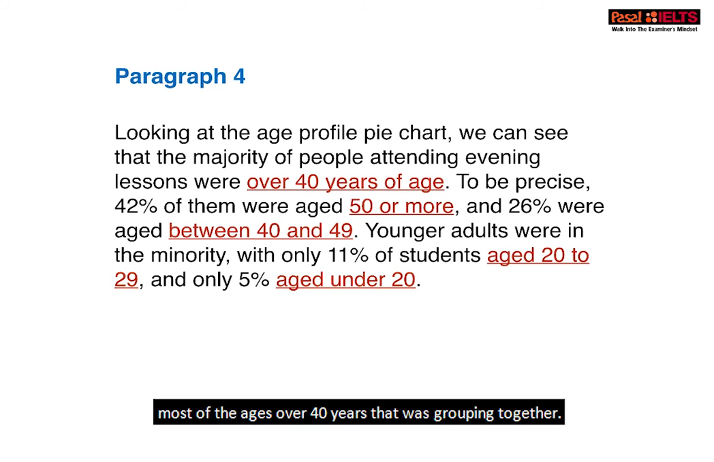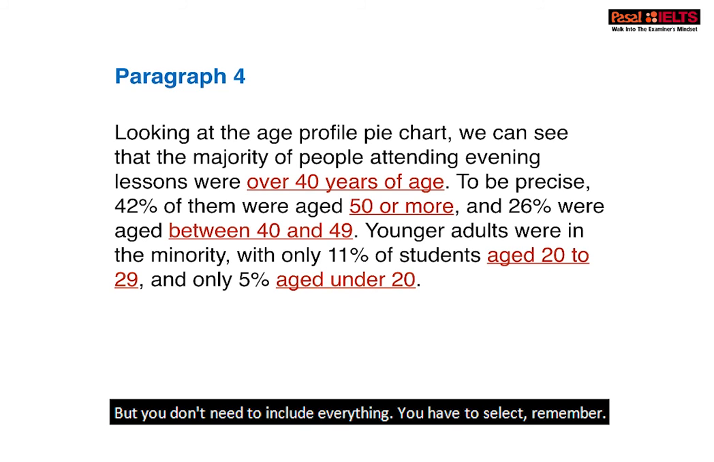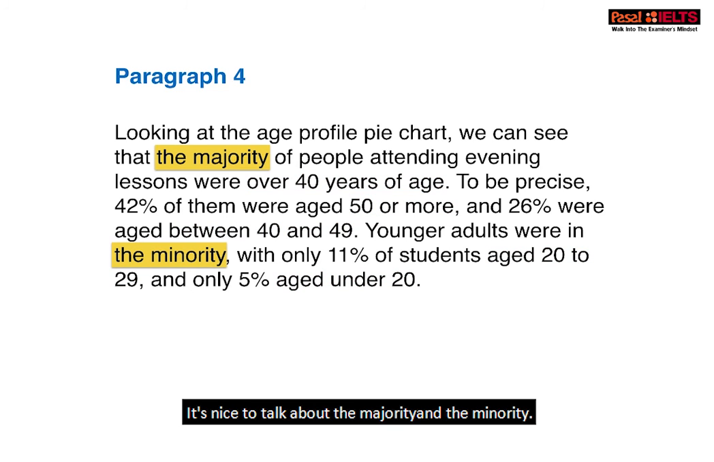That was grouping together the next two groups that you can see underlined there, 50 or more and between 40 and 49, and I mentioned the age groups 20 to 29 and under 20. I think there was one age group only, the 30 to 39, that I missed, but you don't need to include everything. You have to select, remember. Other good bits of vocabulary in this paragraph. It's nice to talk about the majority and the minority. Were in the minority is a good phrase. And that phrase "to be precise" that I used was a nice one.